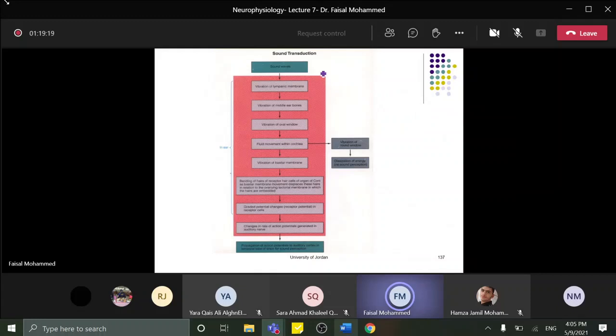Summary. Sound waves cause vibration of the tympanic membrane, vibration of the middle ear bones, vibration of the oval window, with the stapes going up and down, and this causes vibration of the fluid. Vibration of the fluid causes vibration of the basilar membrane. This will cause a receptor potential, a depolarizing potential, which causes release of neurotransmitter, and the neurotransmitter released here is mostly glutamate.